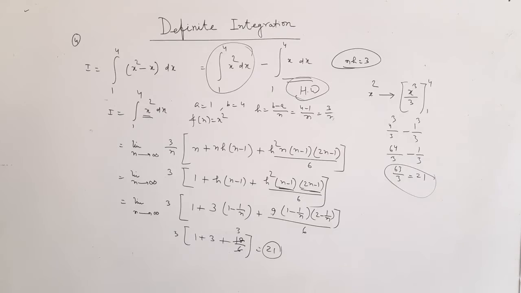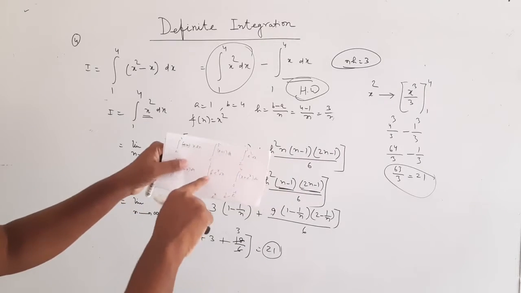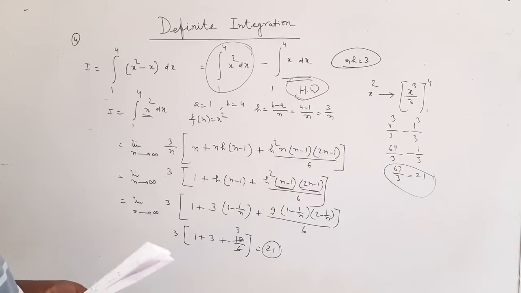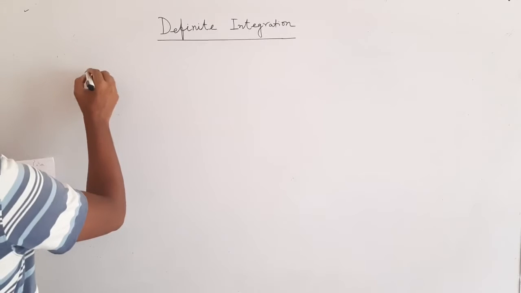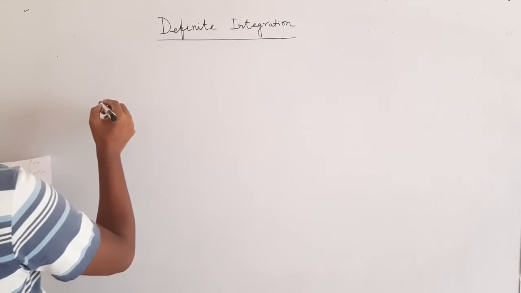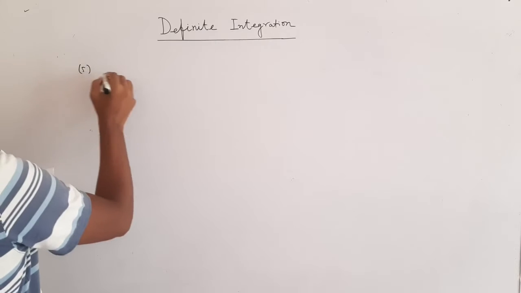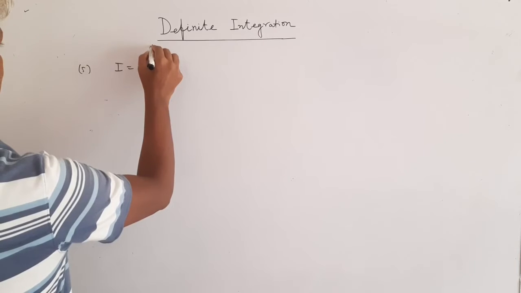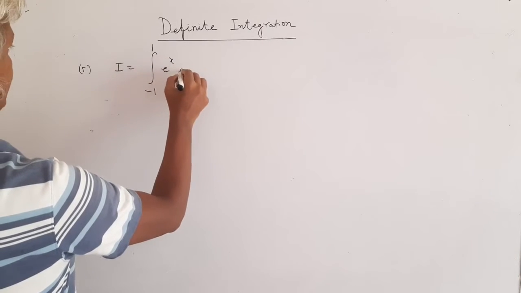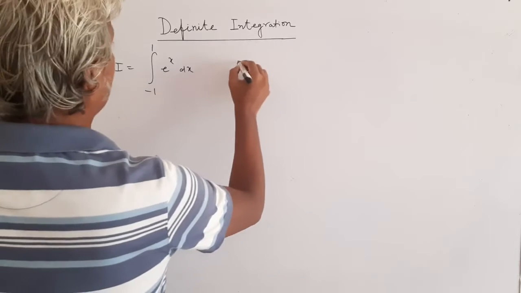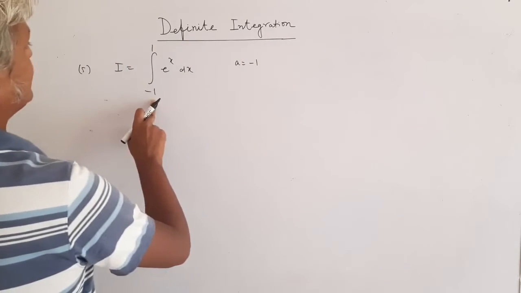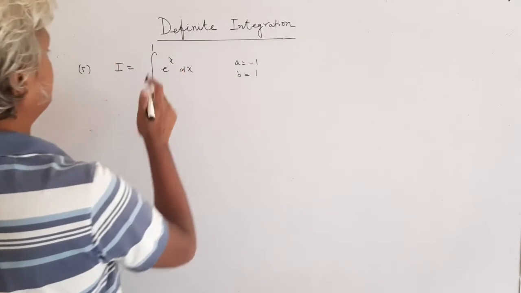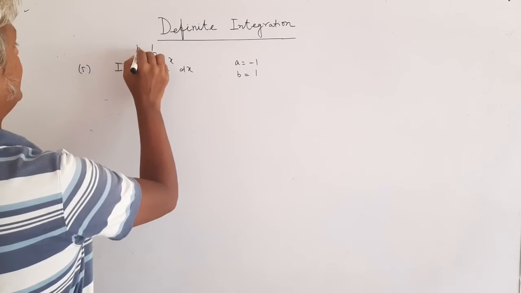Now I go for another type of question that is there in this exercise, and that is for e to the power x. I'll do that one, and that is the end of this series of definite integration as a limit of sum. Now this is question number 1, 2, 3, 5. So this goes like: find I as the integral from -1 to 1 of e to the power x dx. So we have a, this is -1, b which is 1, this one is a, and this is b.